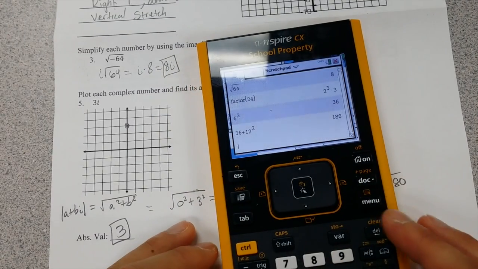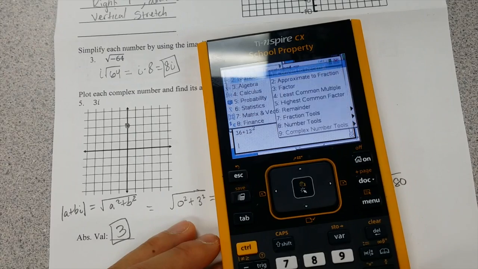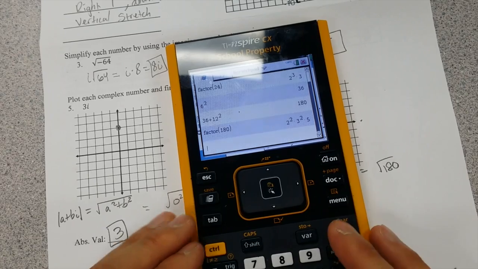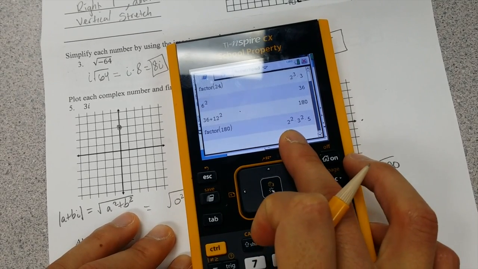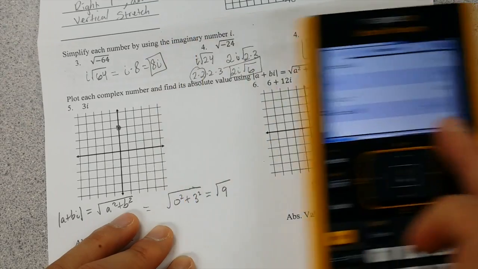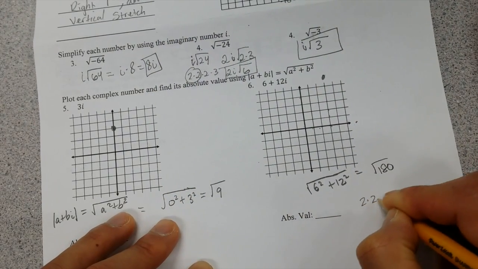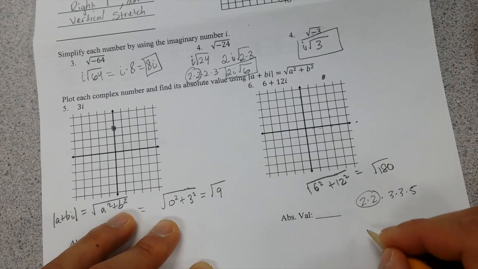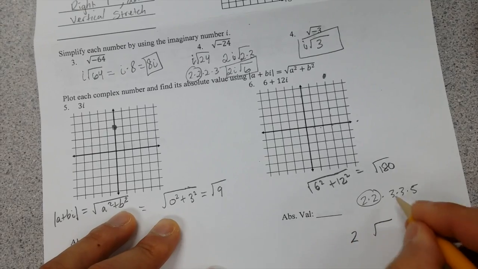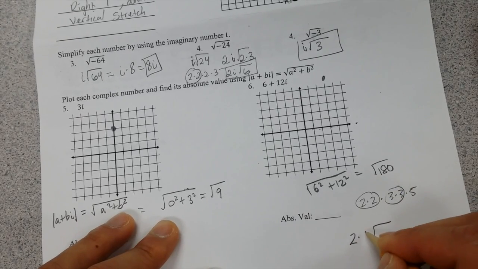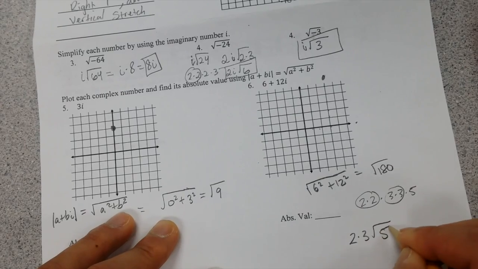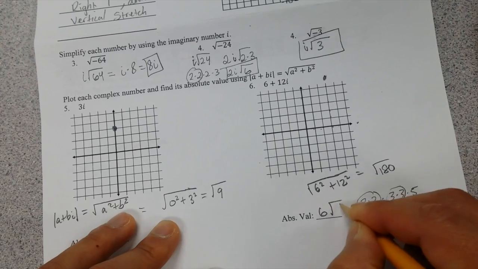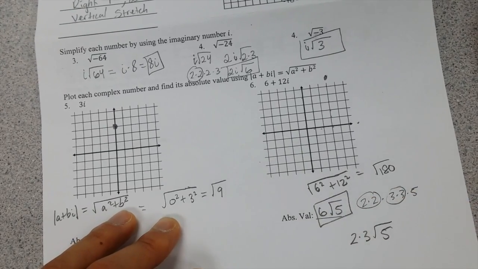So once again, menu, 2, 3, 180. So you have 2 times 2 times 3 times 3 times 5. Here's one pair, it goes outside of the radical. Here's another pair, it goes outside of the radical. Inside is 5. So 2 times 3 is 6, and inside the radical is 5.